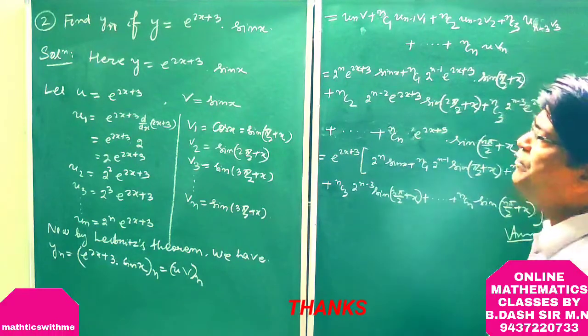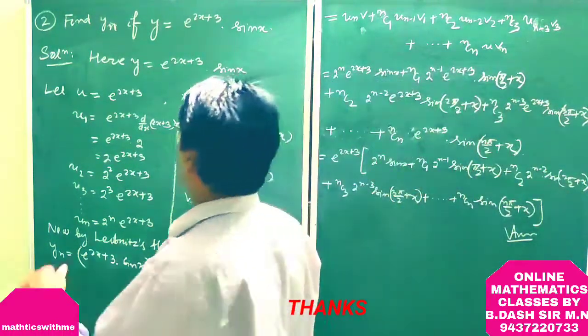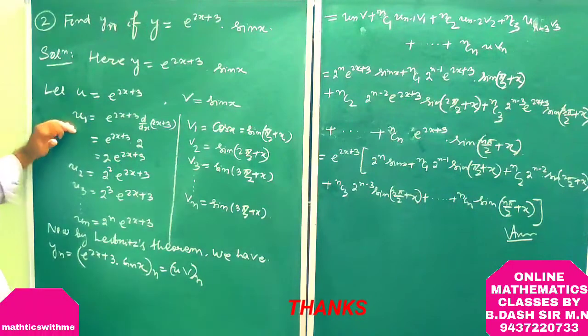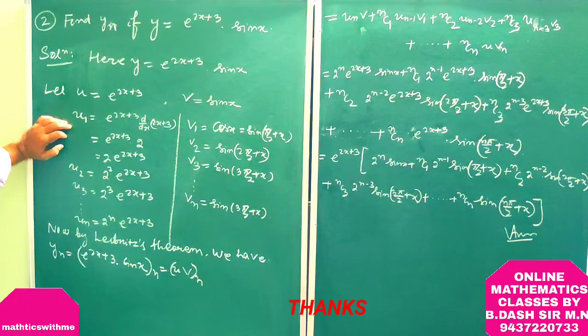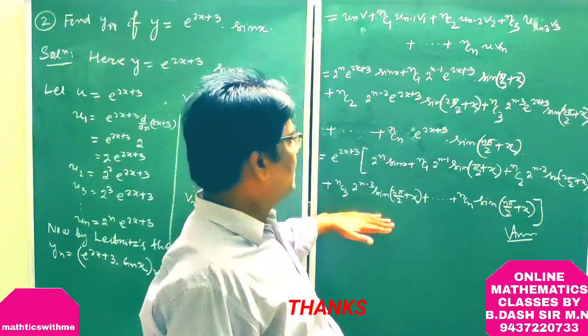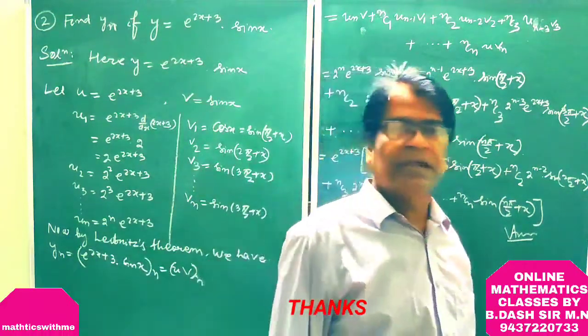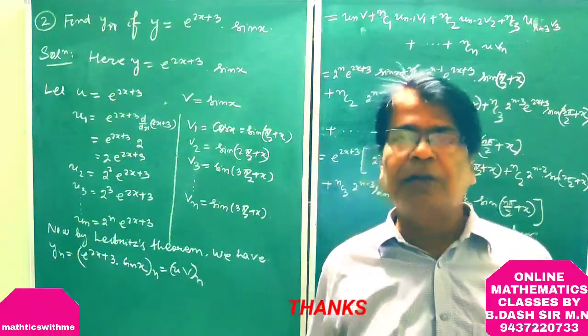In this problem, we have taken u is equal to e to the power 2x plus 3. Then we got u1, u2, u3, u n. v is equal to sin x. Then we have v1, v2, v3, v n. Now we have written Leibniz theorem and putting the values, we get this answer. So our second problem is solved.